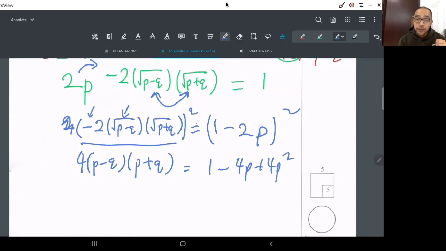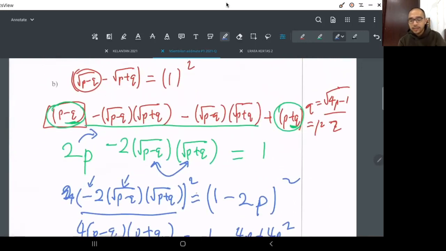I'm going to leave the working until here. After this you just continue and get the answer: Q equals square root of 4p minus 1, over 2.